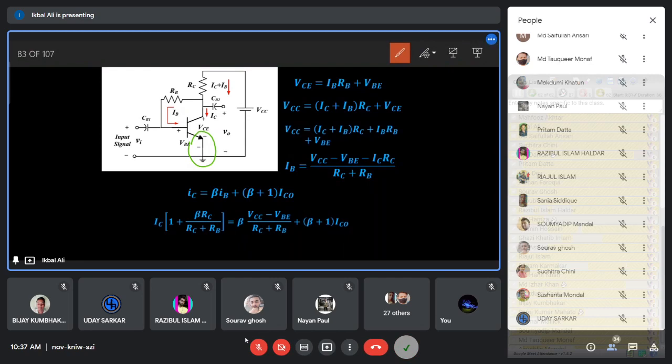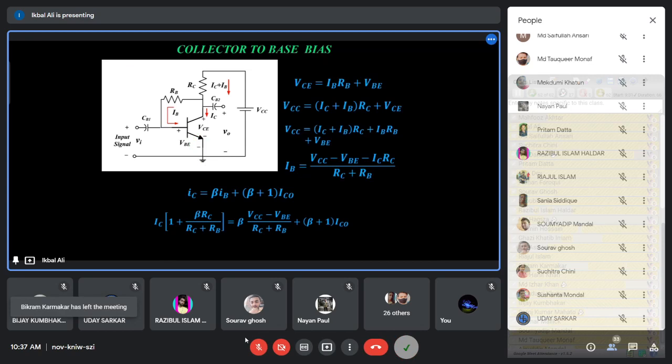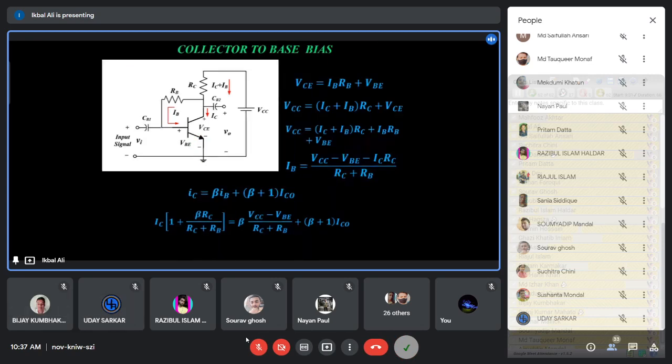Okay, so we will now discuss the self-bias circuit. The third one, which is the most widely used and stable biasing circuit. Usually the transistor amplifier circuit or the FET MOSFET amplifier circuit actually uses the self-bias circuit. Why it is called self-bias, we will discuss a little bit also. The self-bias circuit is the most stable one.